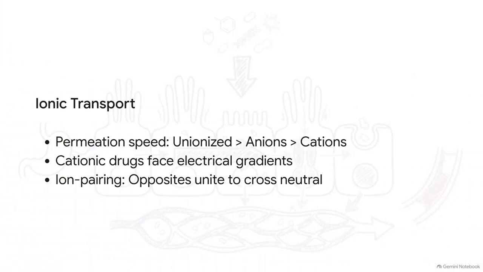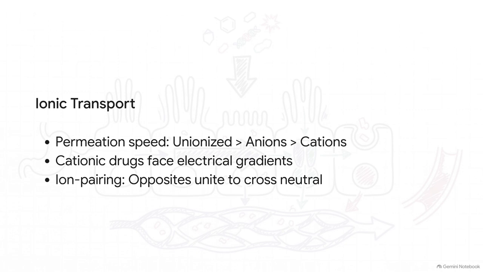But what about electrical charges? Membrane charge deeply affects permeation speed. Use the mnemonic UAC for the speed order. Unionized is fastest, anions are next, and cations are the slowest. Cationic or positively charged drugs have a terrible time crossing because they face electrical gradients.